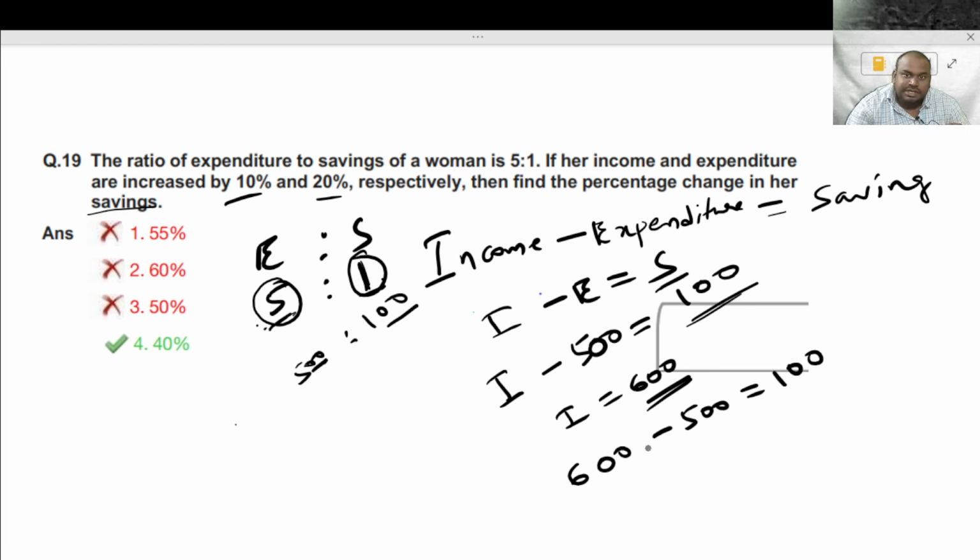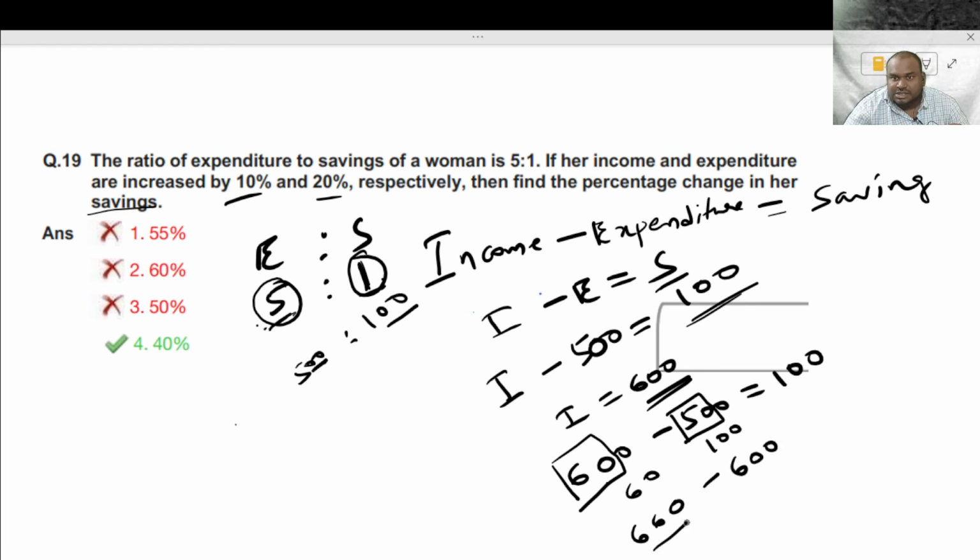Income is increasing by 10%. 10% of 600 means 60, just add it. It will become 660. Now expenditure is increasing by 20%. 10% is 50, 20% is 100, so it will become 600. So 660 minus 600, how much is it becoming? 60. Initially it was 100, now it becomes 60.